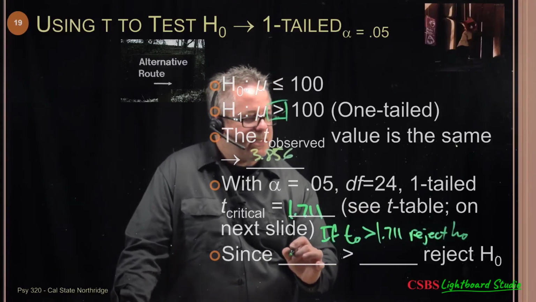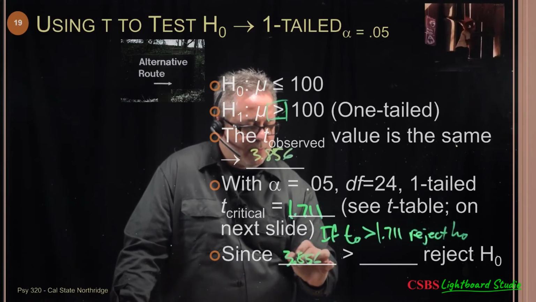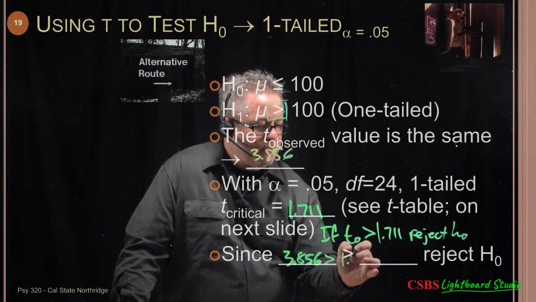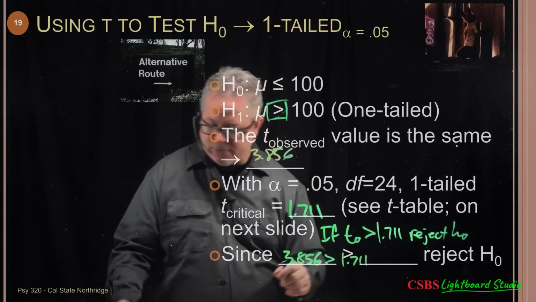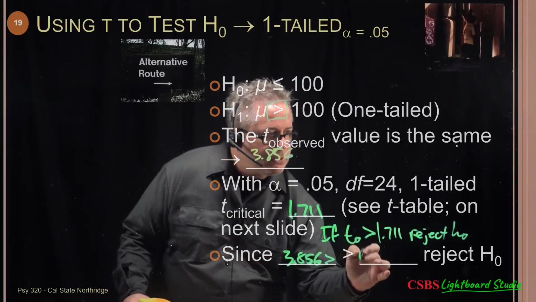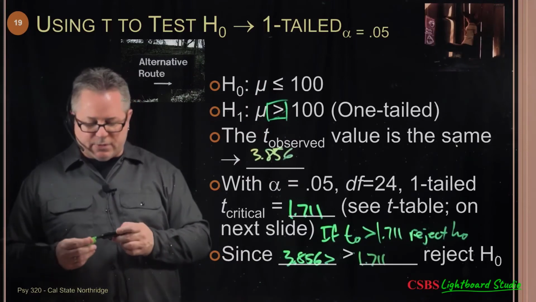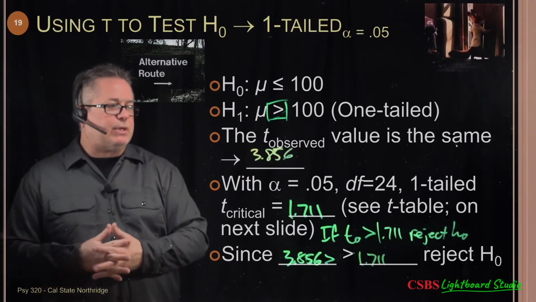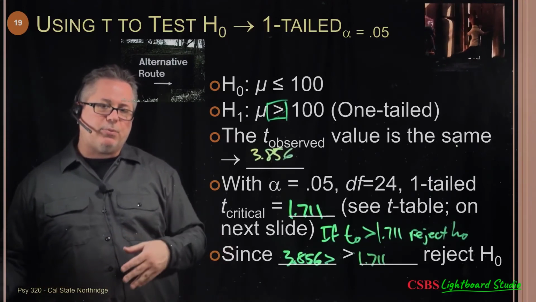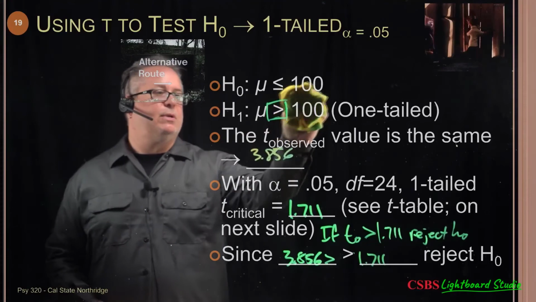So now I did my test, which is 3.856. Since that is greater than 1.711, I'm going to reject the null. And again, decide in favor of it seems like IQ plus is actually raising IQ scores. So that's the one-tailed version. Again, you would do one or the other, not both. That would depend on your hypothesis and what you're testing and whether you do a one-tailed or two-tailed test. But you wouldn't do both of them.